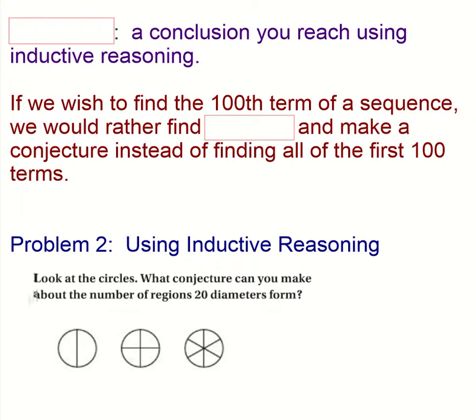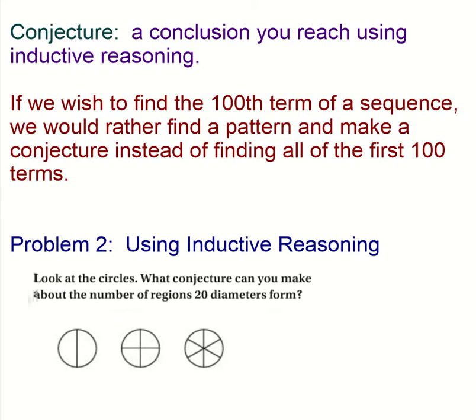All right. And so some things we're going to talk about are conjectures. A conjecture is a conclusion you reach using inductive reasoning. Now, if you want to find the 100th term of a sequence, you'd rather find a pattern and make a conjecture instead of finding all the first 100 terms. And so we use inductive reasoning to come up with a pattern, and then we make a conjecture.